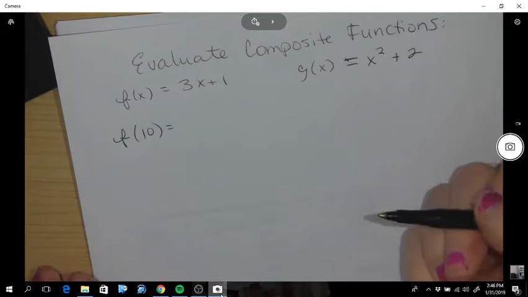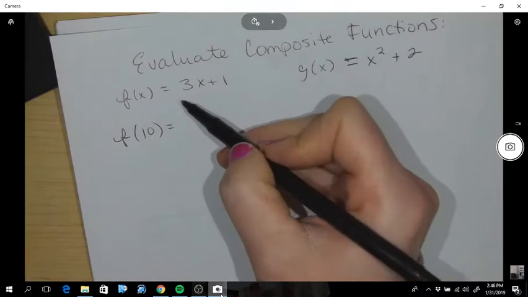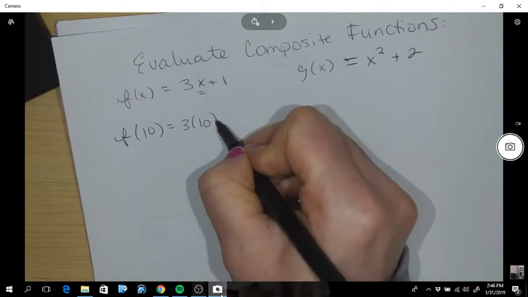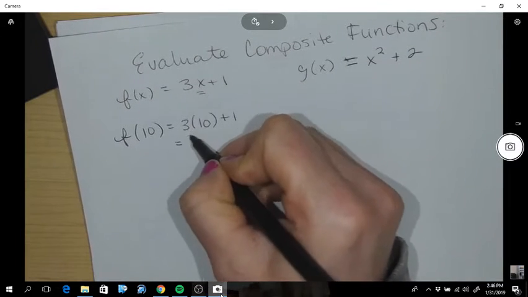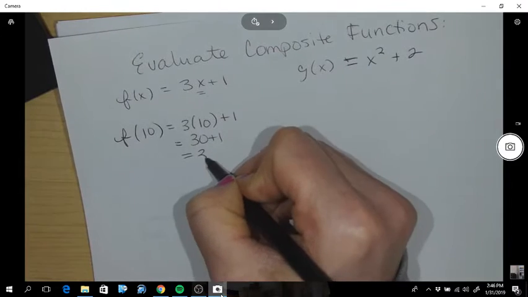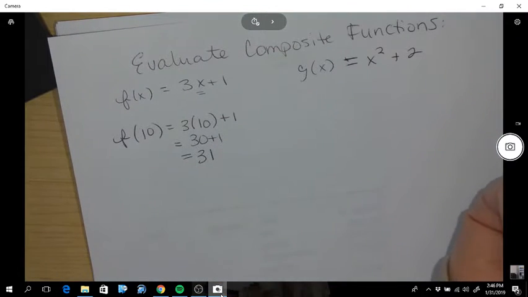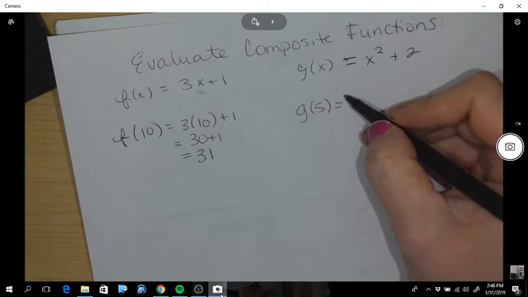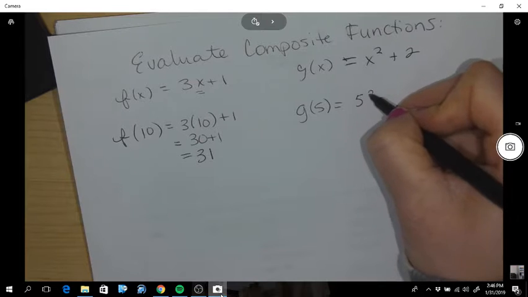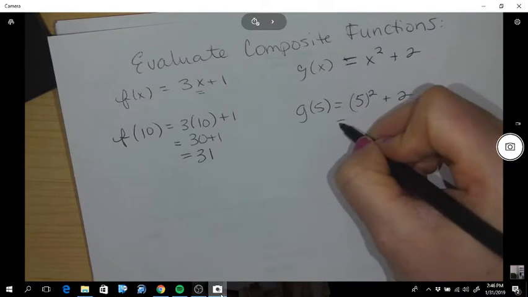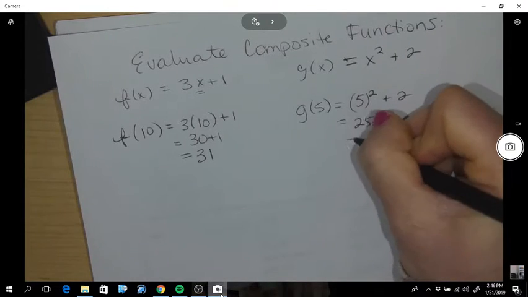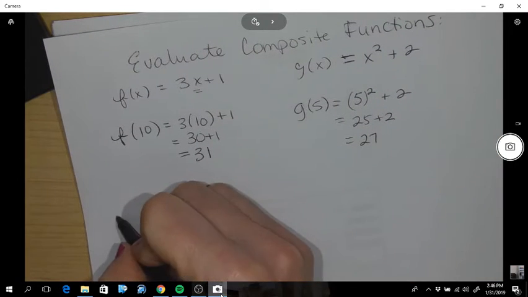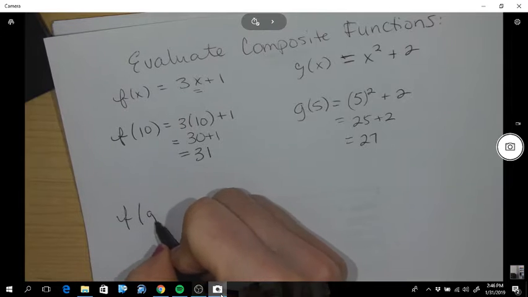It means to input 10 into the input spot of the function f. So the input spot is right here, so 3 times 10 plus 1 equals 30 plus 1, which is 31. Okay, what about g of 5? So input 5 into the function, so now it becomes 5 squared plus 2, which is 25 plus 2, or 27. Okay, what if I ask you to do f of g of 5?